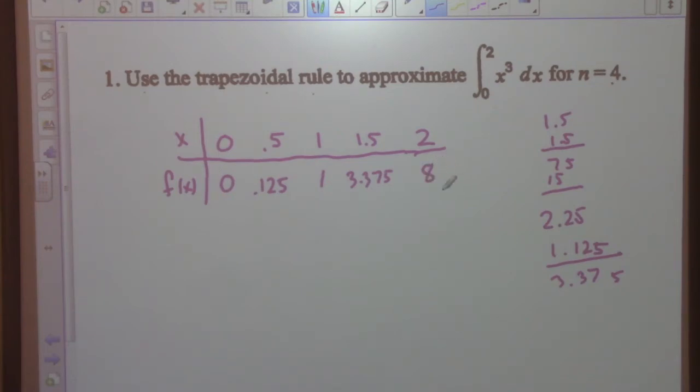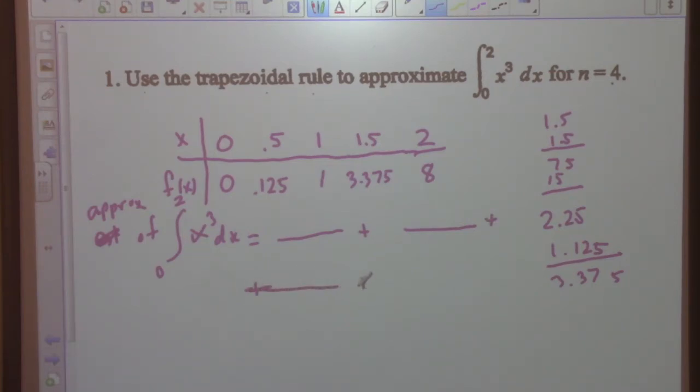So we use the trapezoidal rule, and how do we work this out? Well, our approximation of the integral from 0 to 2 of x cubed dx equals, how many intervals do we have here? 1, 2, 3, 4. So I'll have this plus this plus this plus this.